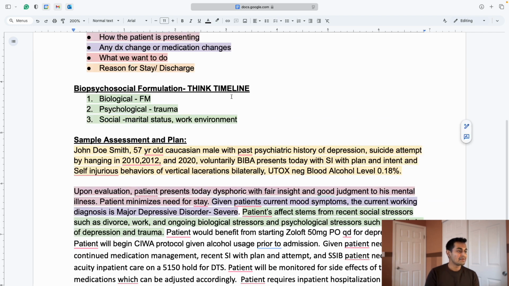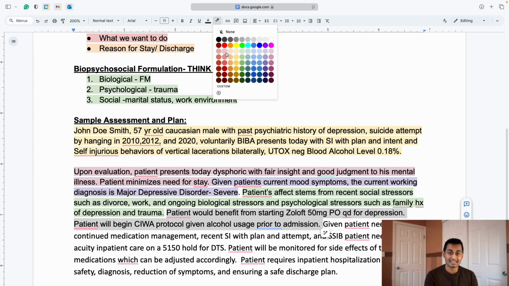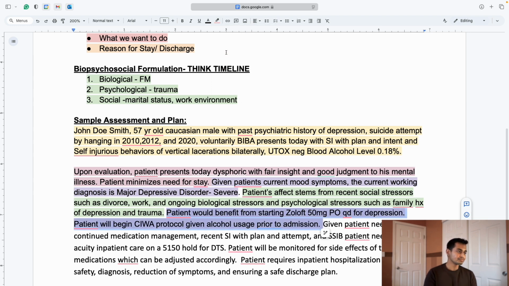And then this is where we can include some of that biopsychosocial if the attending wants it. Let's see, it goes up to here, I think. Okay. So, patient's affect stems from recent social stressors such as divorce and work, and ongoing biological stressors and psychological stressors such as family history of depression and trauma. Again, you can go into what type of trauma, what medications the family was on as well.